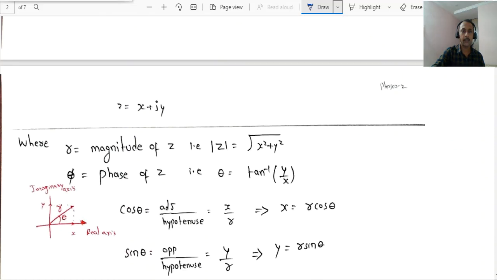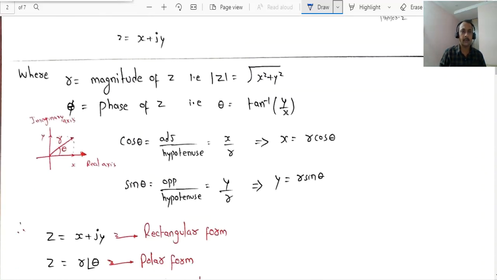Now, what will be the value of r? That is nothing but simply the magnitude of z. Already we know z. What is this in complex form? x plus iy. The mod z is given by root over x square plus y square, and the angle theta is given by tan inverse of y by x. These two parameters are very, very important.